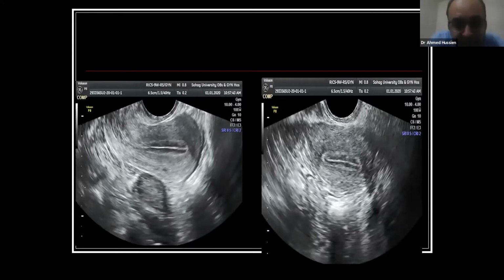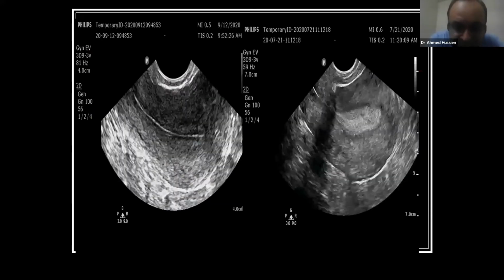Keep in mind that the endometrium is affected by the cycle. The time you examine your patient matters. If you evaluate your patient early, it is a thin endometrium. In the late luteal phase, it is homogeneous and echogenic.